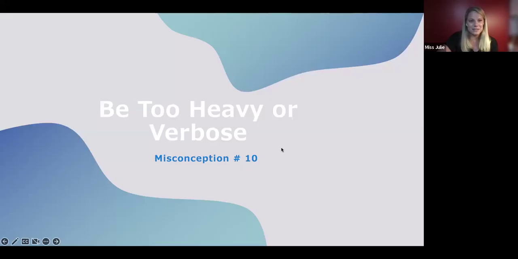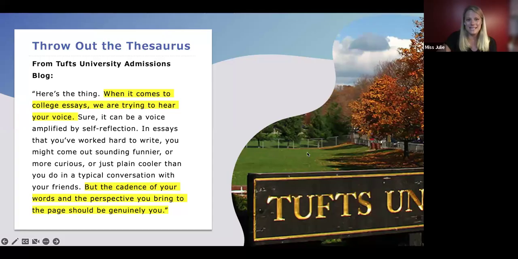The last misconception, after this, we will go through some examples and look at some of these essays, including a sports essay, but one that works, right? But being too heavy or verbose is our misconception number 10. Throw out the thesaurus. The thesaurus is always such a difficult word to say, but throw it out, right? This is a direct quote from the Tufts University admissions blog.